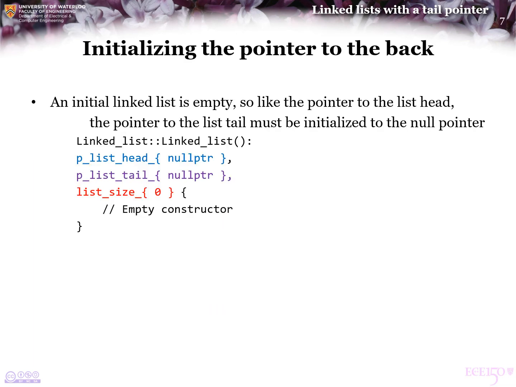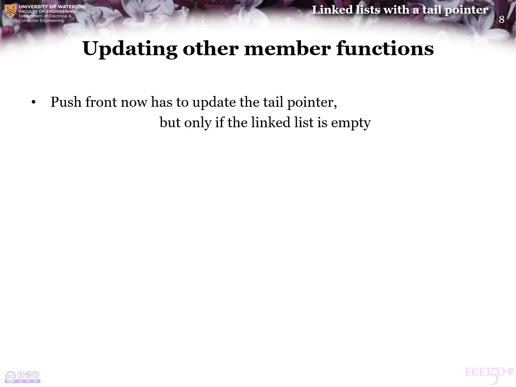Now, for the constructor, when a linked list is being created, its initial size is 0, so like list head, list tail will be initialized to the null pointer. Now we have to update some of the other member functions. Again, the ones that are modifying the linked list. So push front, for example, now has to update the tail pointer, but only if the linked list is empty.